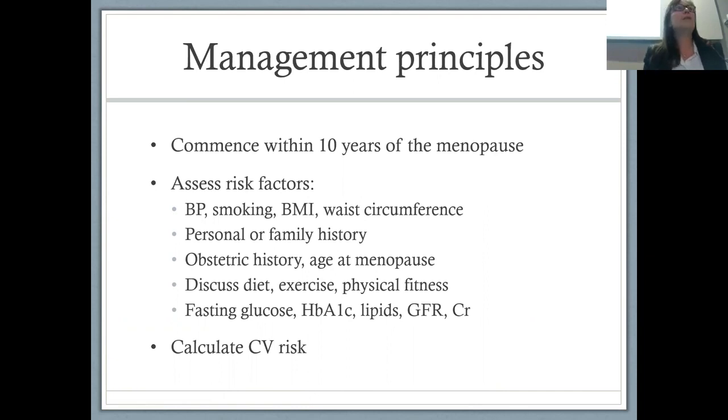A woman who's had a previous history of preeclampsia or a history of gestational diabetes is 2 to 4 times more likely to develop hypertension, diabetes, and cardiovascular disease as they age. Talk about diet, exercise, and physical fitness. And I hope that's the message that you take home today: it's really important to assess all of these risk factors and address them.